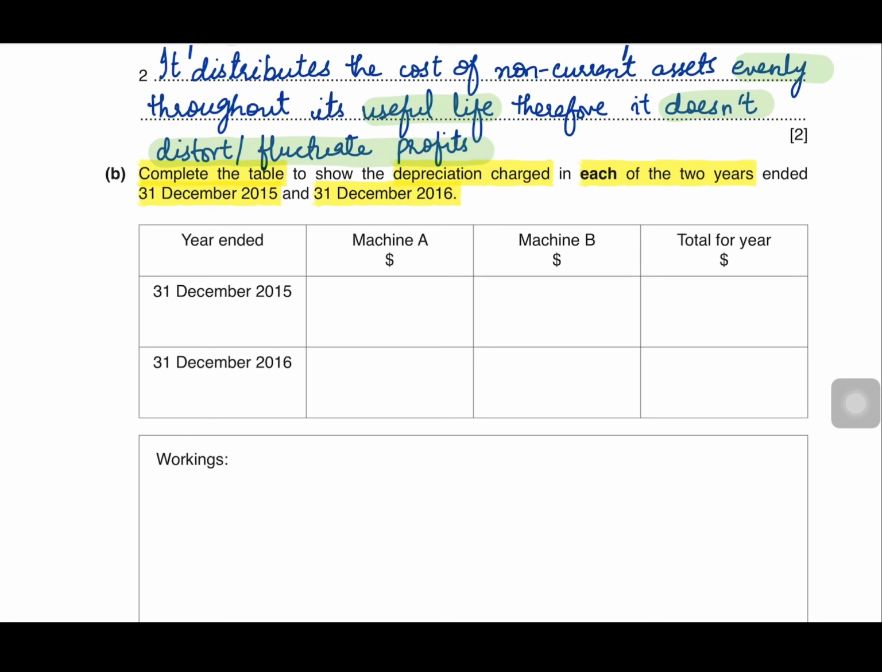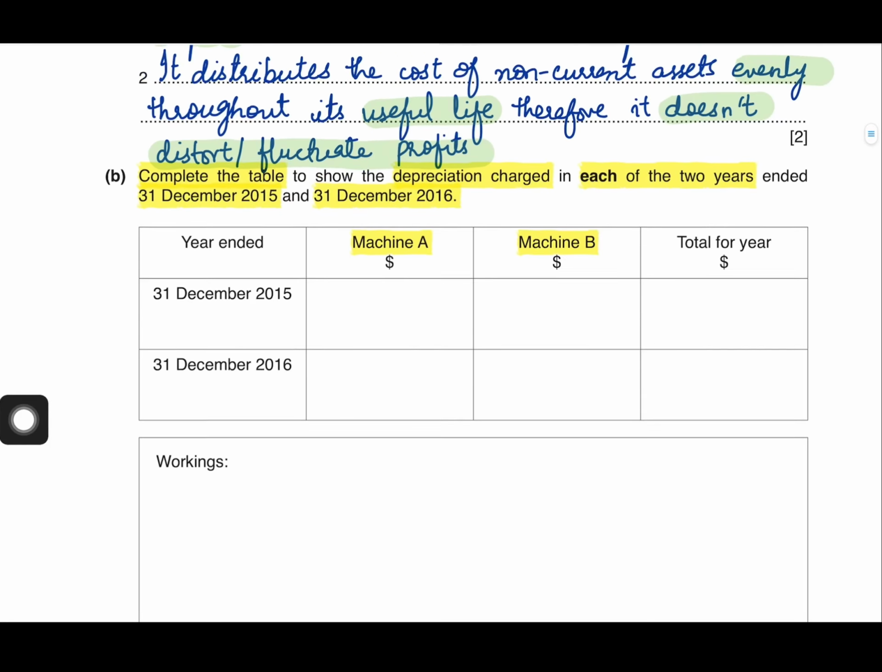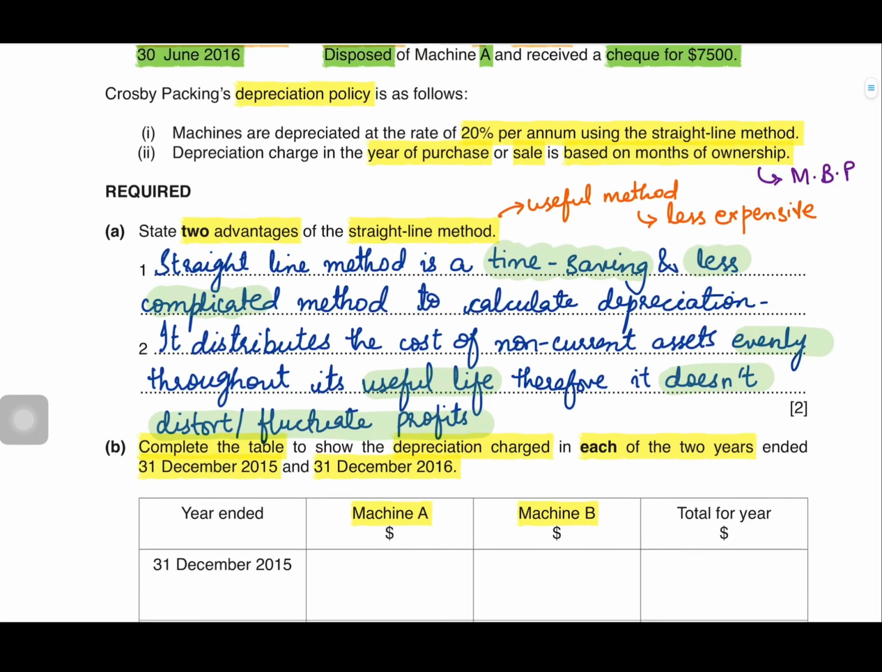Okay, so we know that in Cross-Buy Packing there are 2 machineries, machinery A and machinery B. We have to charge depreciation for each of these and for 2 years, 2015 and 2016, and we have to calculate the total depreciation charge in these years as well, right? There is a working area given to you. Okay, so now what is the situation?